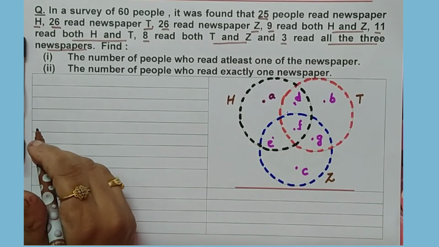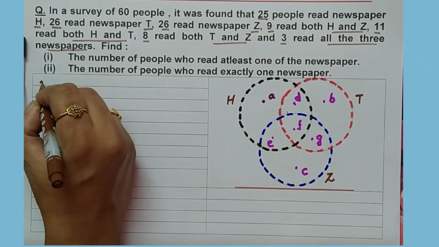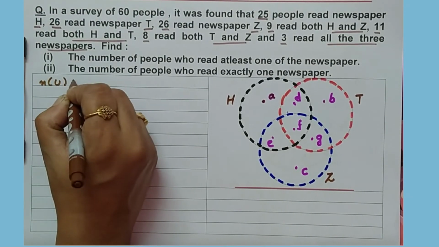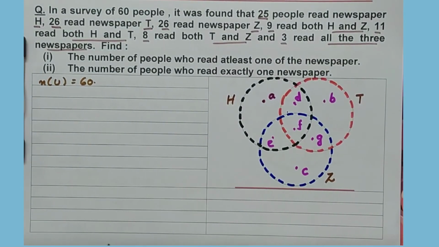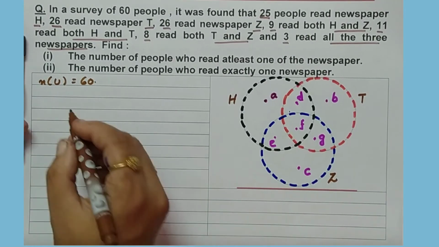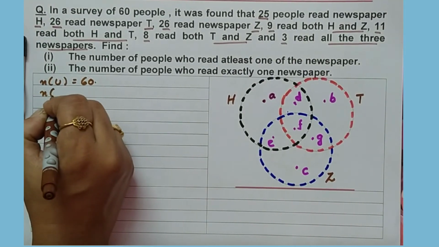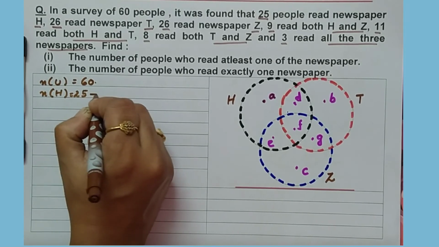Okay, come to the question again. In a survey of 60 people, total 60 people are there in the survey. So, number of elements in the universal set equals 60. It was found that 25 people read newspaper H. So, number of people reading newspaper H equals 25.